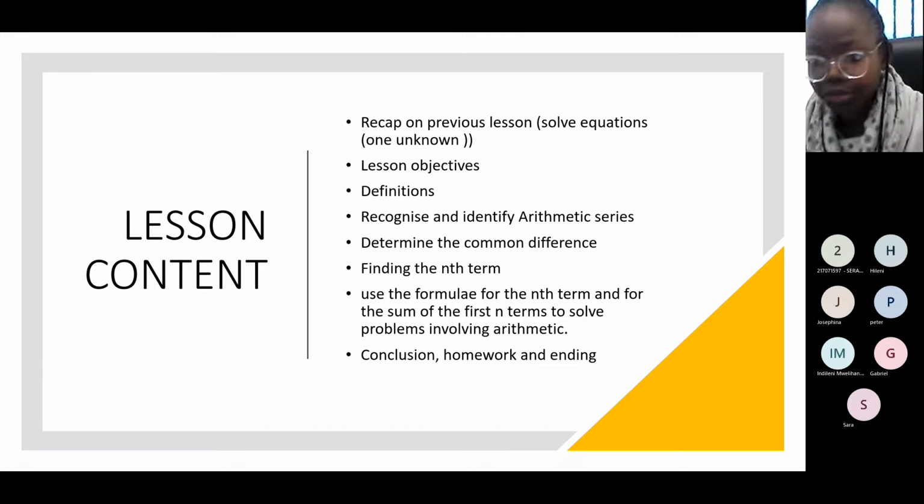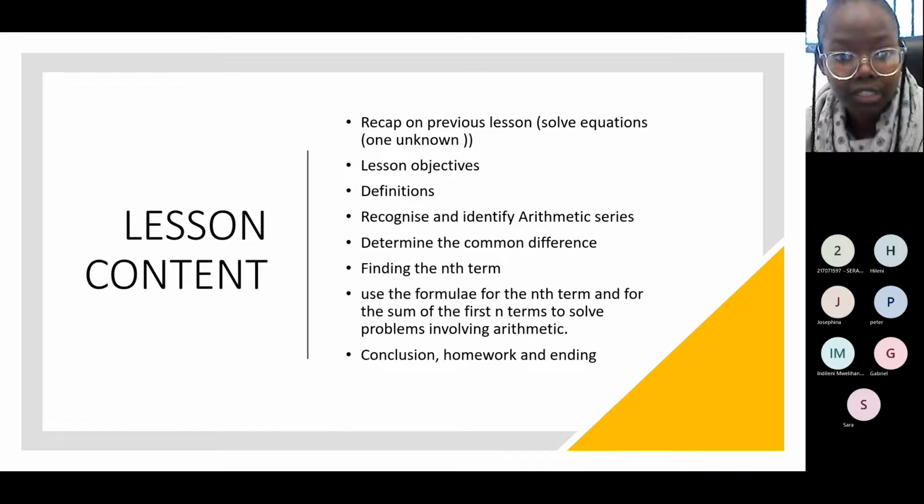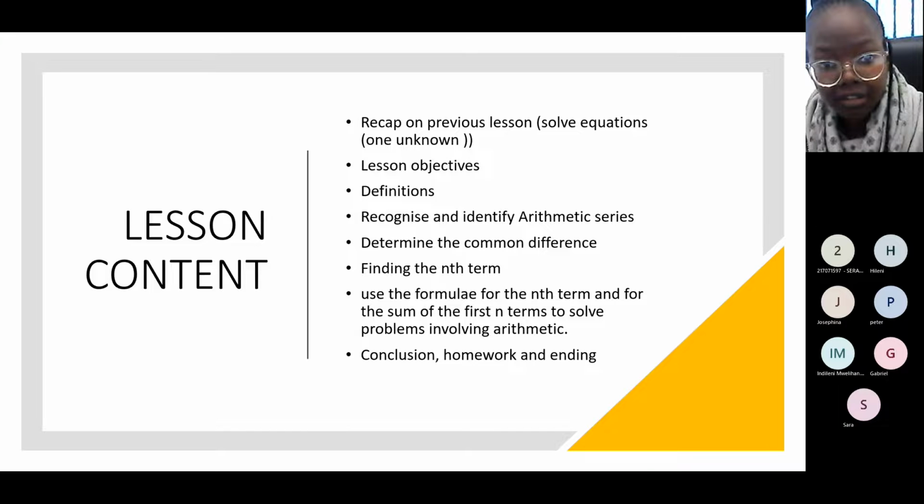I will need you to drop your names in the chat, and I will take the attendance from there. The first thing we're going to do is recap on our previous lesson, which was solving equations with one unknown. Then we'll go through the objectives of this lesson and some definitions, and then we'll do the recognition and identifying of arithmetic sequences to determine the common difference, finding the nth terms and using the formulas for the nth term and for the sum of the first n terms to solve problems involving arithmetic sequences, and we'll conclude with homework and ending.